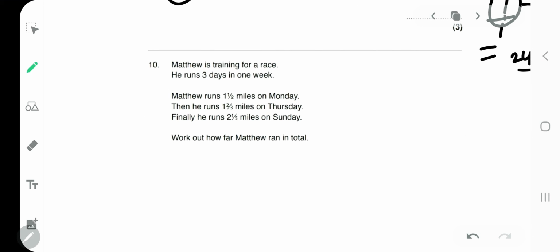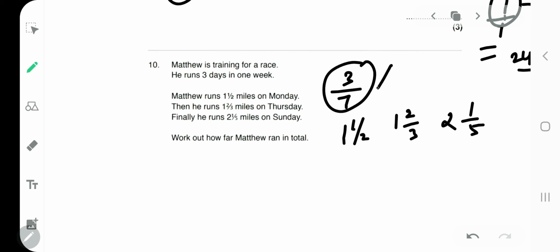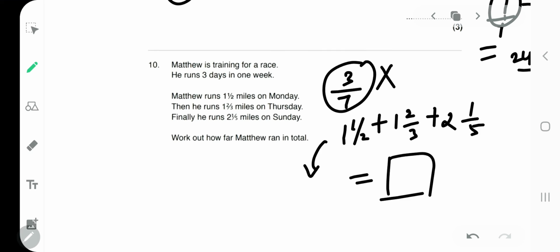Similarly, we have next. Matthew is training for a race. He runs 3 days in a week. So 3 days out of 7 he runs. Matthew runs 1.5 miles on Monday. Then 1 2/3 on Thursday and 2 1/5 on Sunday. Work out how far Matthew ran in total. So he's running 3 days in a week, so this is not needed. These 3 days, this addition you have to make. First you have to convert your mixed fractions into improper fractions, then take the LCM and find the answer. Can you do that?